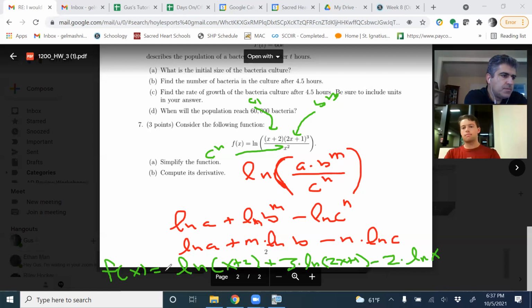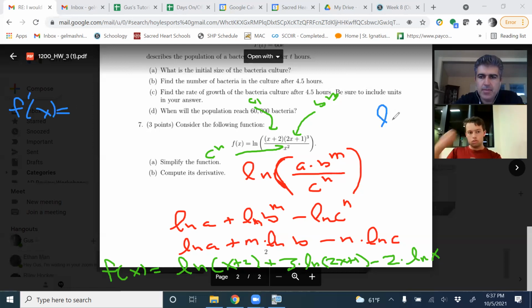Cool. Okay. So now we want to do the derivative. So you do 1 over... we have natural log of x. The derivative is just 1 over x. In this case, it's 1 over x plus 2. Wait, write this out.